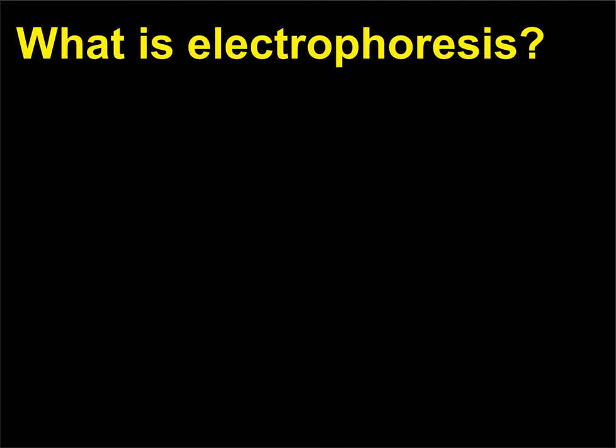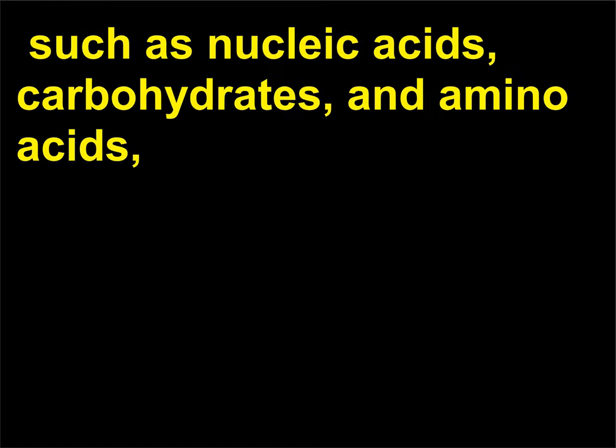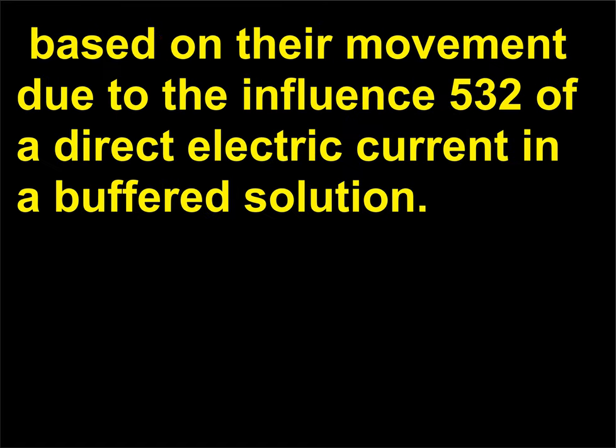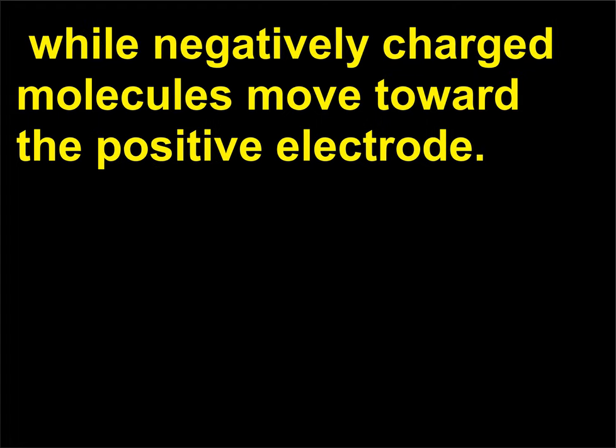What is electrophoresis? Electrophoresis is a technique used to separate biological molecules, such as nucleic acids, carbohydrates, and amino acids, based on their movement due to the influence of a direct electric current in a buffered solution. Positively charged molecules move toward the negative electrode, while negatively charged molecules move toward the positive electrode.